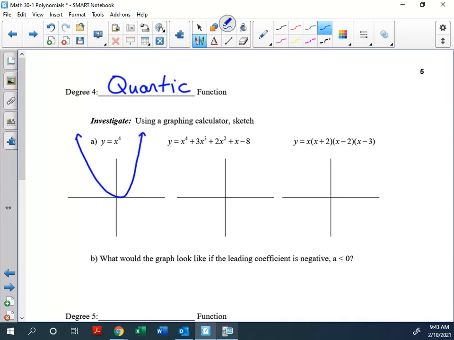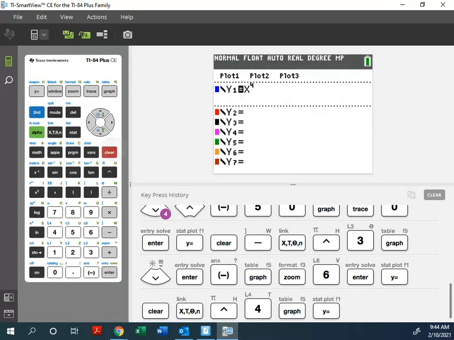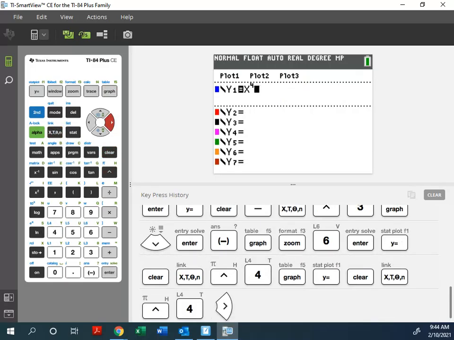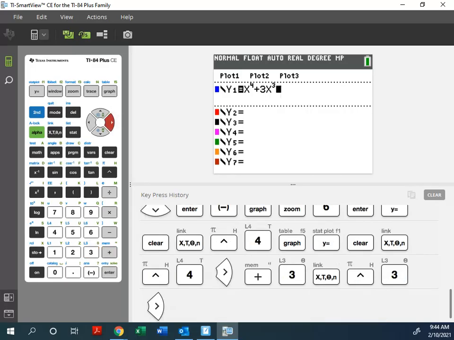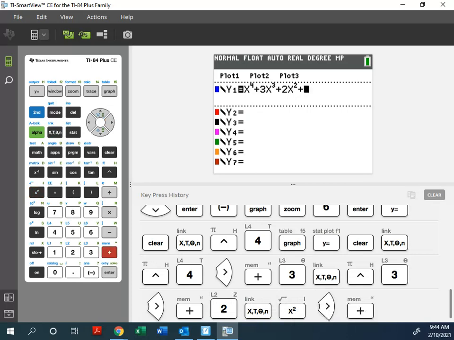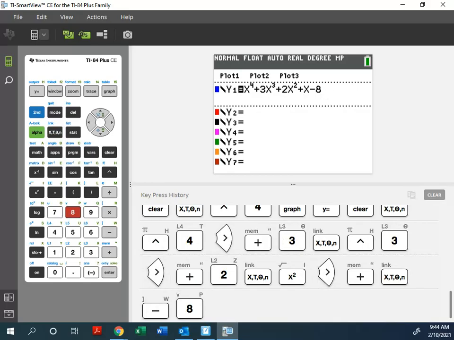So do you think this is going to behave a little bit the same way as a parabola by any chance? Well, it looks like a parabola opening up right now. So let's take a look. How about we graph this next one? x to the power of 4, plus 3x to the power of 3, plus or minus 2x squared, plus x, then it did -8, correct? Yes, thank you for your help.